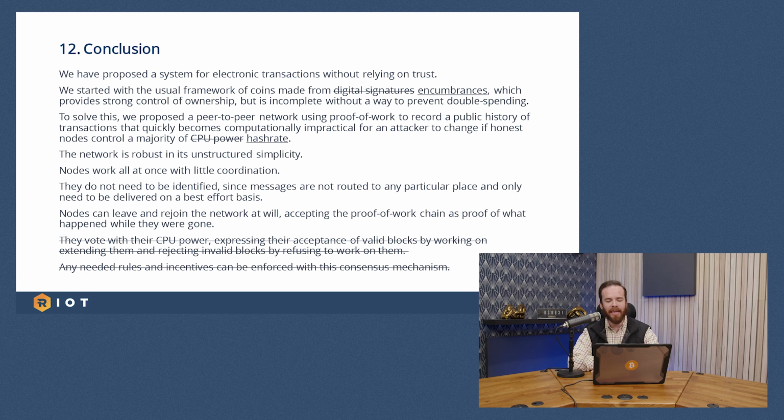And then he goes on and says, any needed rules and incentives can be enforced with this consensus mechanism. That's actually incorrect. The Nakamoto consensus mechanism can enforce the ordering of transactions, but it can't enforce any of the other rules and incentives. Those are enforced by the nodes that are operating on a consensus that is orthogonal to Nakamoto consensus, because Nakamoto consensus exists within the overarching consensus of the Bitcoin protocol rules that are implemented by the Bitcoin nodes. So Nakamoto consensus is a part of the Bitcoin system, but it is not what defines the rules. It is very much defined by the rules.